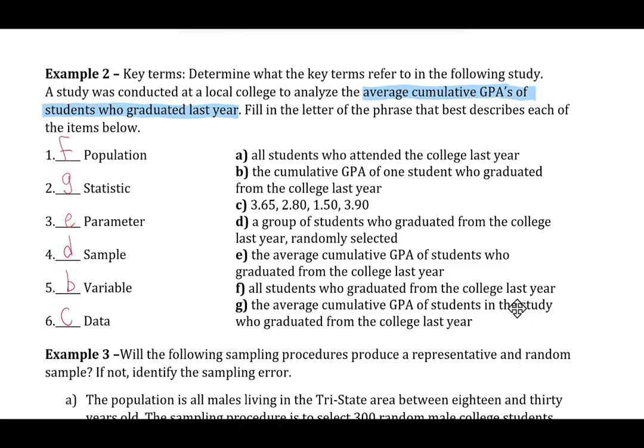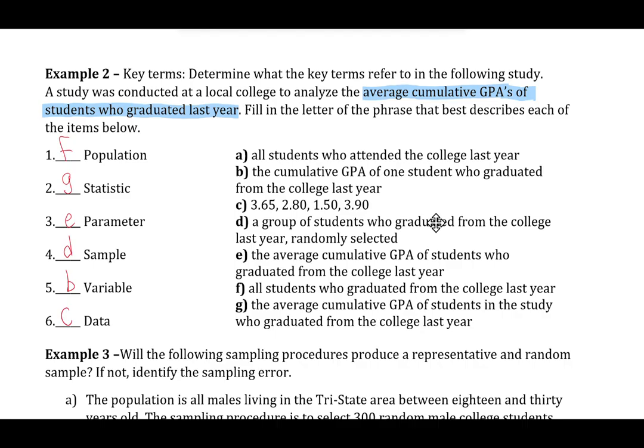Parameter, again, is a characteristic or value that describes a population. In this case, it would be E, the average cumulative GPA of students who graduated from the college last year. So again, we're talking about all of them versus in G, just those in the study, the difference between statistic and parameter. A sample would be letter D, a group of students who graduated from the college last year, randomly selected. We're talking about a group or a portion that were randomly selected of those that graduated from the college.